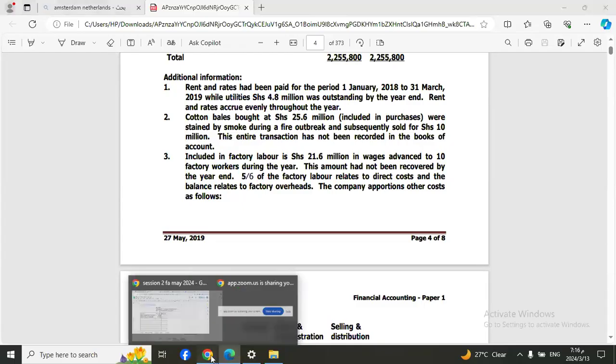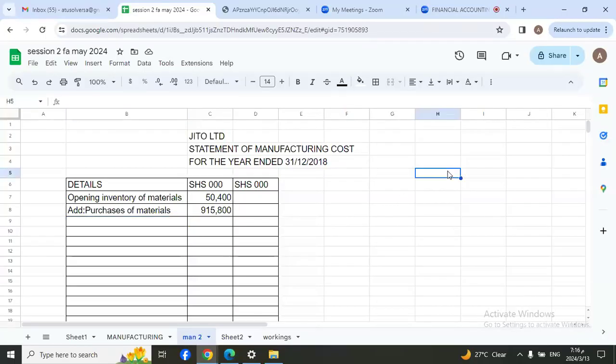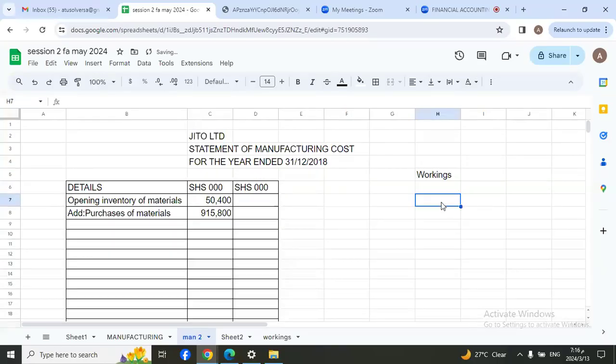I'm going to come under my workings. Here, I write workings. So this was an error of omission. A transaction is totally omitted out of the books of accounts. So therefore, we are going to do the determination of damaged inventory.